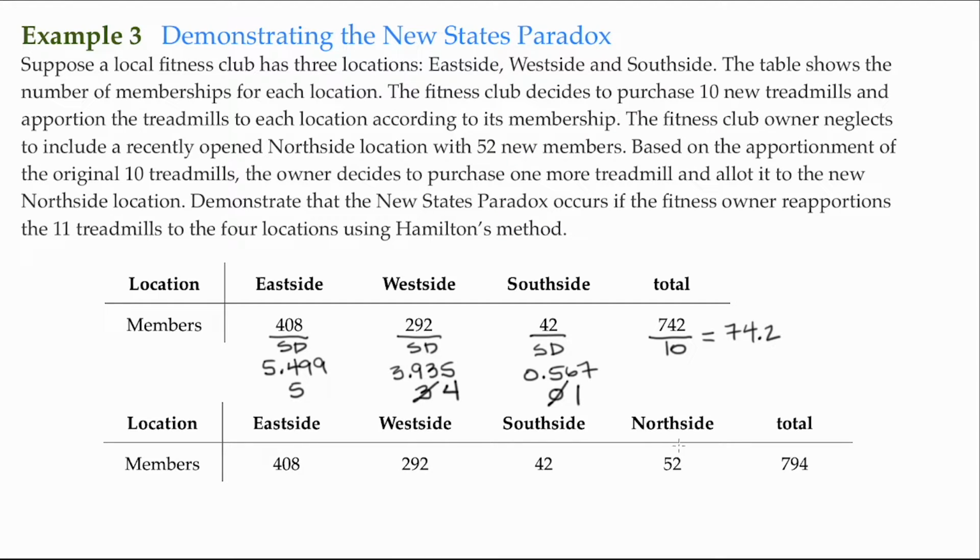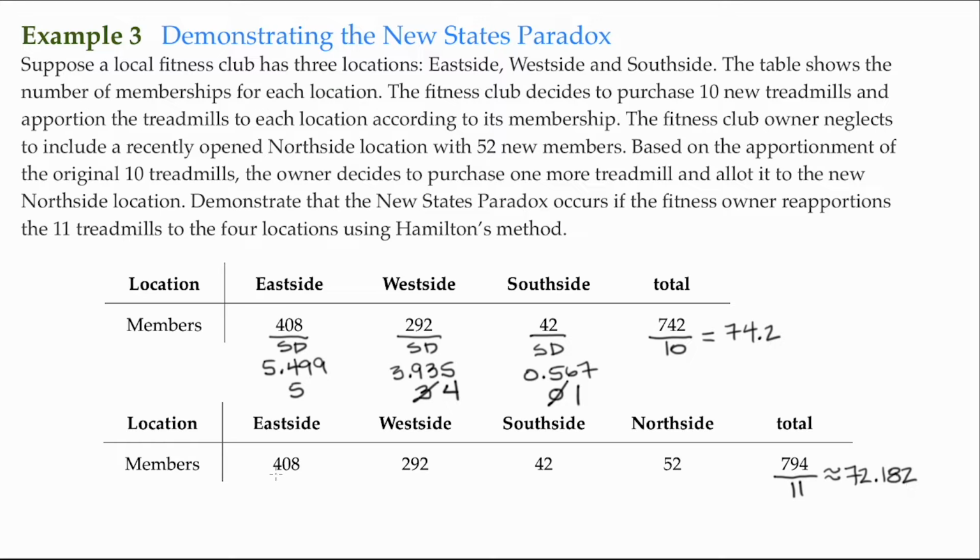Now based upon what he did originally here, the south side location has 42 members. So that location only needed 1 treadmill. So he decides to go ahead and include 1 more treadmill. So now we have a population of 794, and we're going to divide that by 11. So the standard divisor here becomes approximately 72.182.